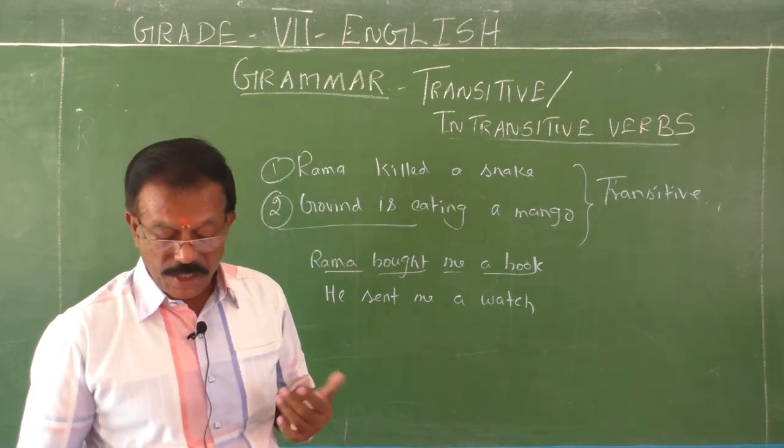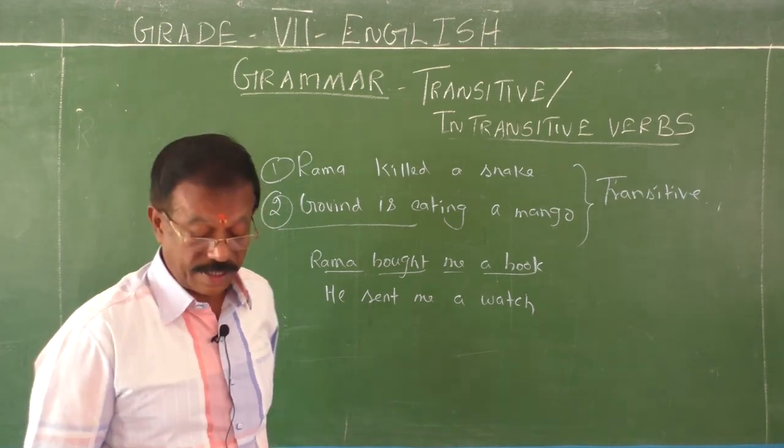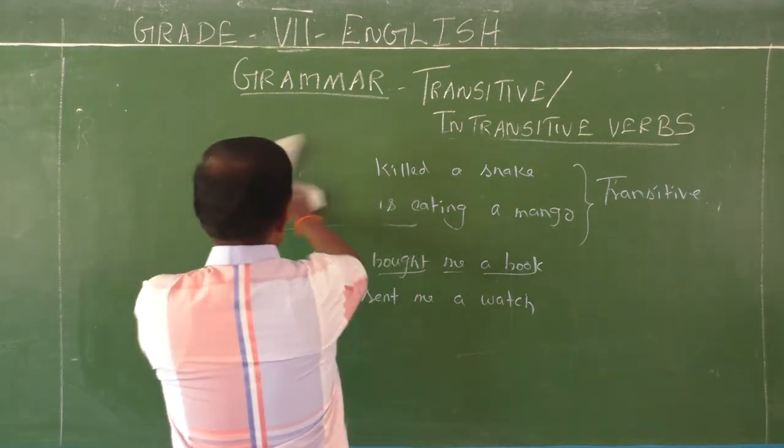Then transitive verbs of incomplete predication. Another type we have. What is it? I will explain.